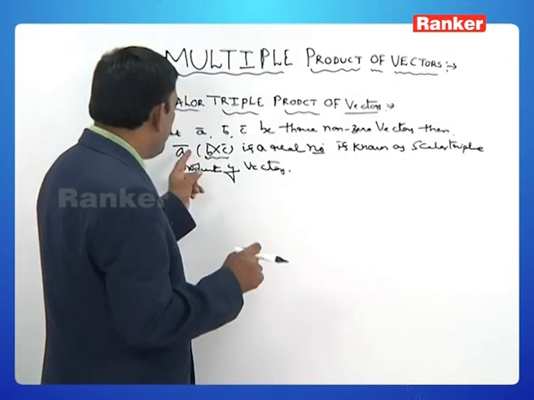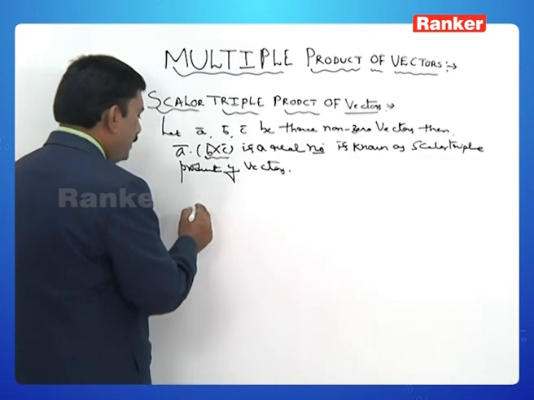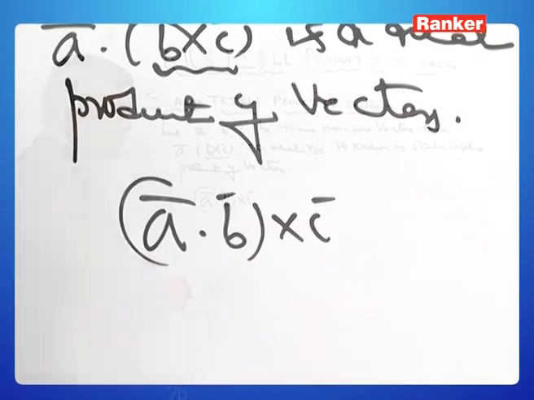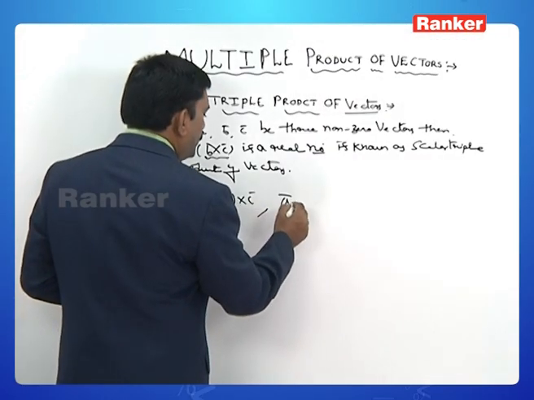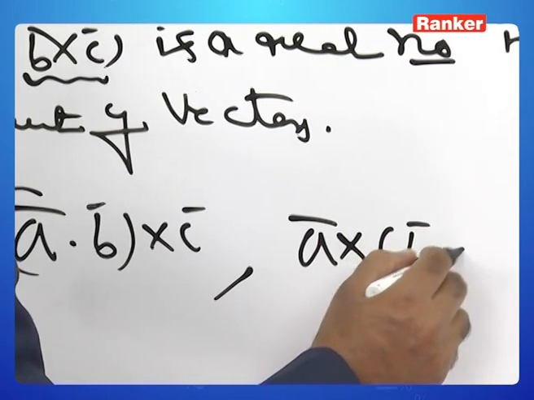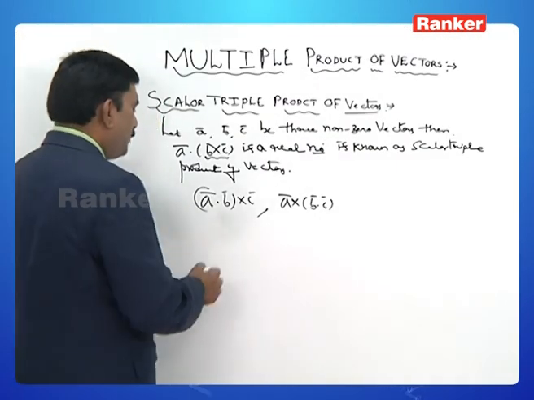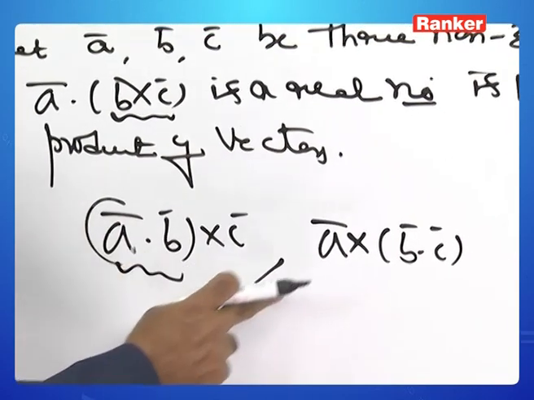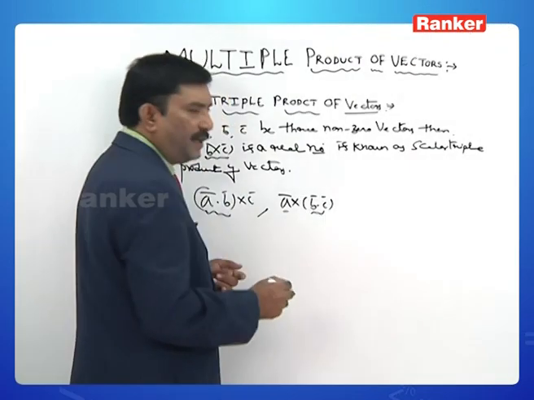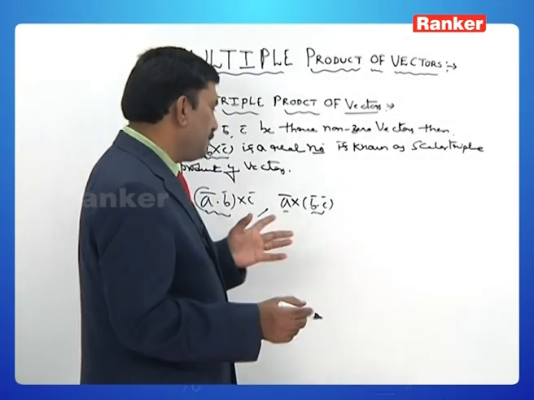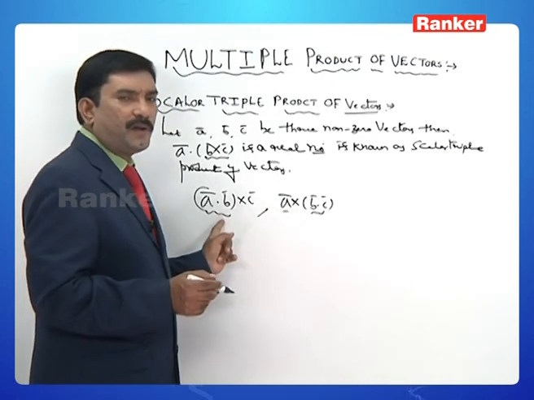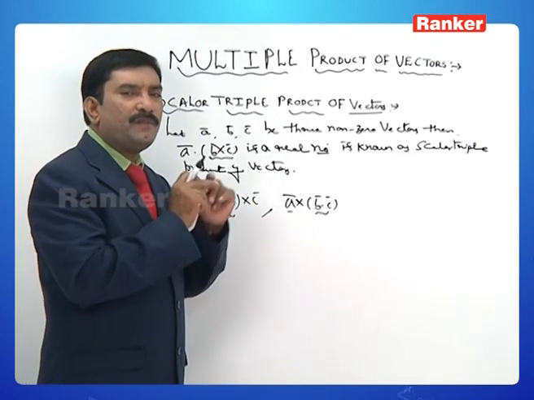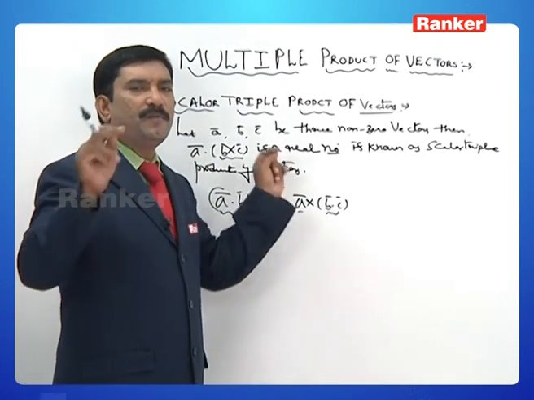Instead of this, if I write A dot B dot C, it's meaningless. Or if I write A cross of B bar dot C bar, it's meaningless. Why? B dot C is a scalar. Can you take the cross product with a scalar? No, it's not possible. It is not a scalar triple product. Even though three vectors are present, it does not fulfill the definition of the scalar triple product.